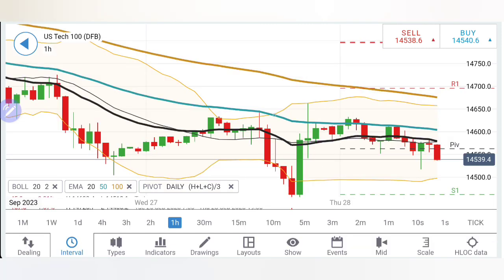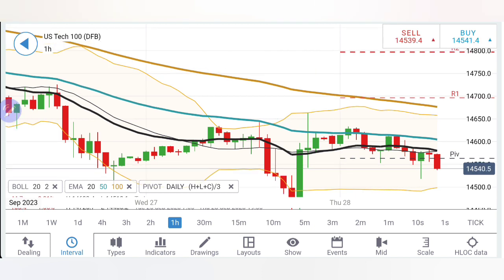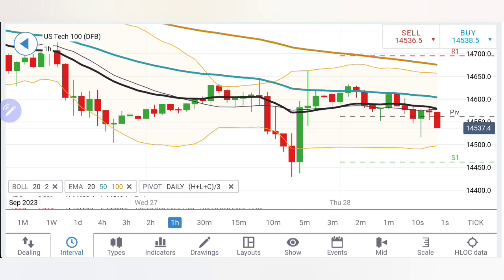Considering this possibility, I will recommend you to buy Tech 100 only and only if you see it staying above 14,590 levels. And even if it stays above 14,590, remember it has to stay above 14,620 and 650 levels. If these two levels are breached, you can say that the bulls might take over for 14,700 levels. At the same time, any drop below 14,500 will call for further bearishness, taking it towards 14,460, 14,400, and then the 14,355, 365 zone. So take your positions accordingly.